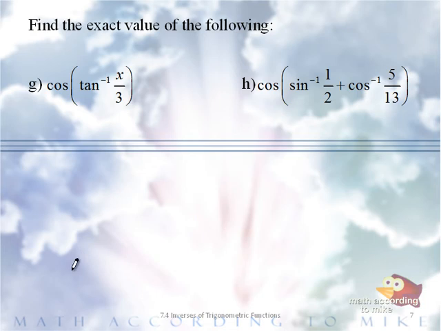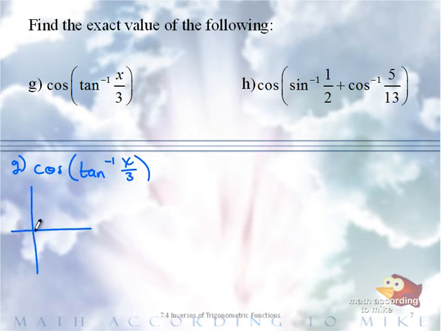Cosine of the tangent inverse of x over 3. So this one's a little more special because we do not know if x over 3 is positive or negative, meaning that we don't really know what quadrant we are in, but we can narrow it down. Tangent inverse returns in what quadrants? 1 and 4.